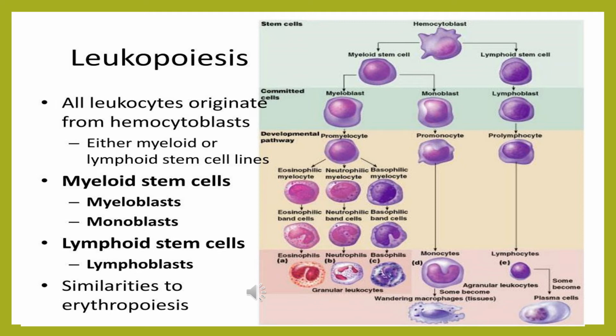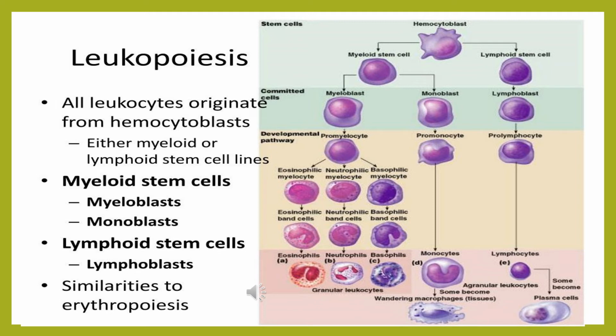The neutrophilic myelocyte gets differentiated into the neutrophilic band cells, and the neutrophilic band cell develops into the neutrophils. And basophilic myelocytes undergo development to form the basophilic band cells, which further develop into the basophils. Okay, so these are the three types of granular leukocytes, such as eosinophils, neutrophils and the basophils, which are developed from the myeloblast of a myeloid stem cell.